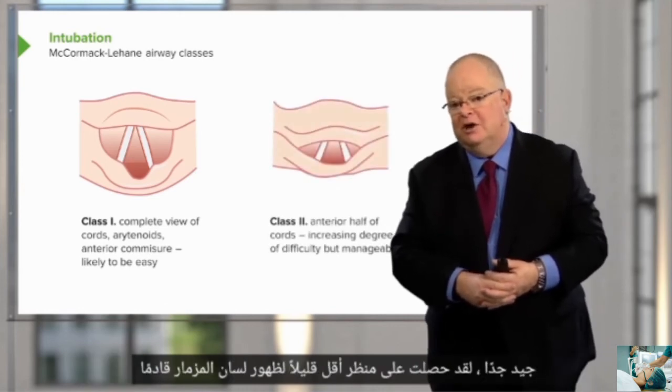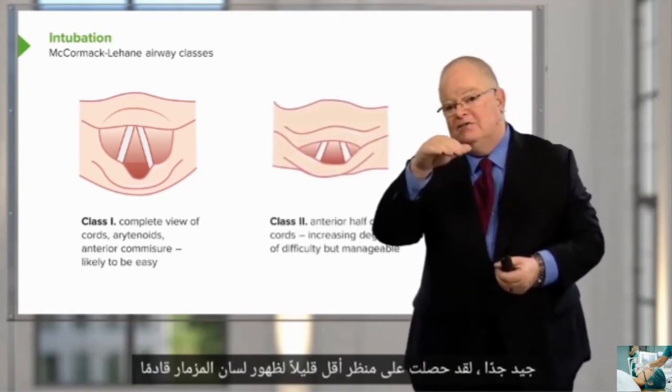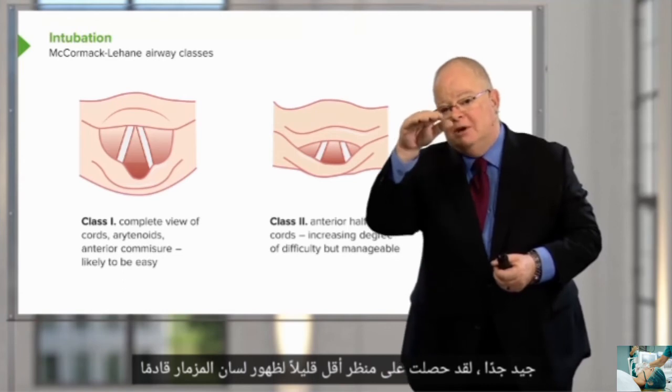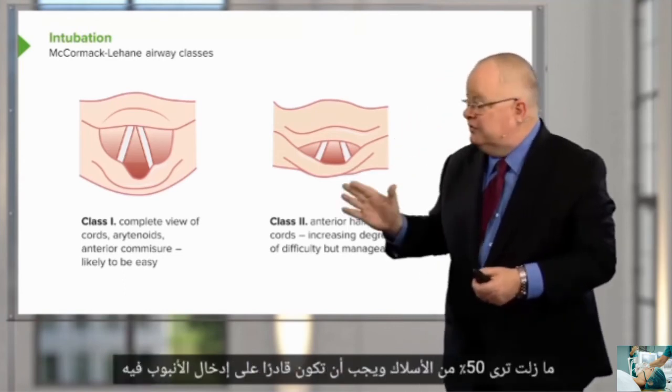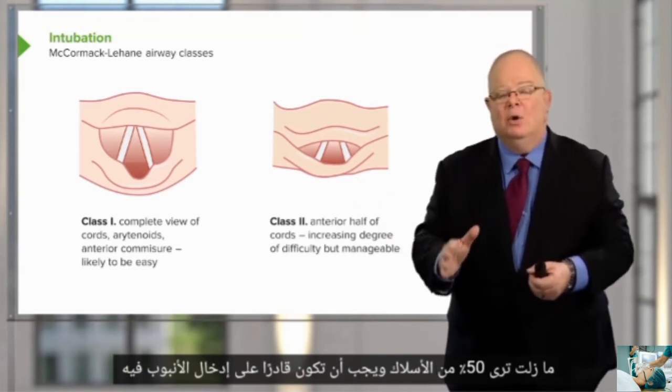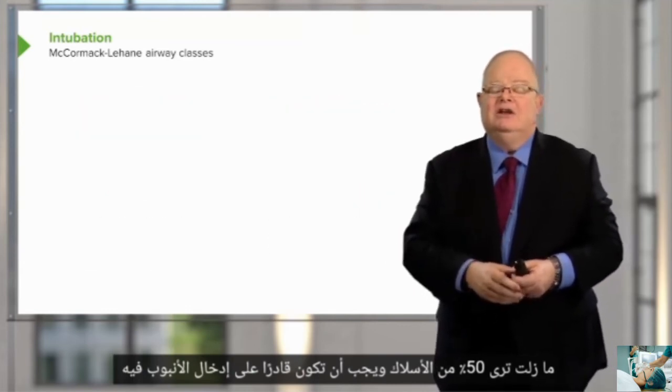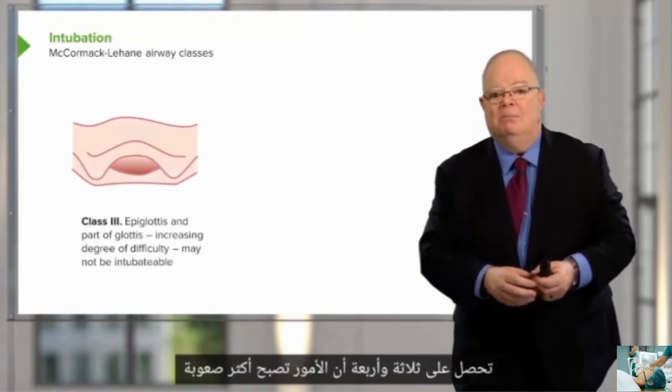Class 2 is also pretty good. You've got a little less of a view. You've got the epiglottis coming down a little bit over the cord, so you're losing the top of the cord, but you're still seeing 50% of the cords, and you should be able to intubate. It's when you get to 3 and 4 that things become more difficult.